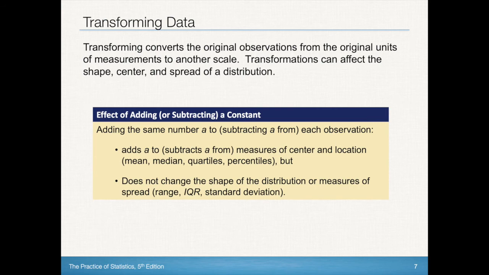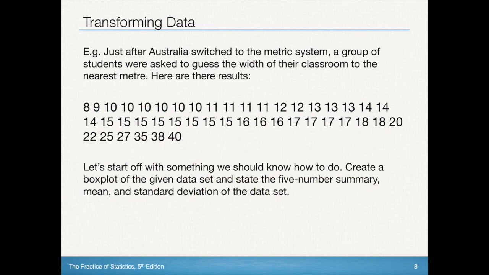The shape of the distribution doesn't change either, but the shape argument you've got to be careful with, because it doesn't need to be a carbon copy of the original distribution, but it needs to look basically the same thing, even if you've stretched it out or squished it in. The overall shape of that distribution remains the same. So let's see if we can track transformations taking place on a distribution.